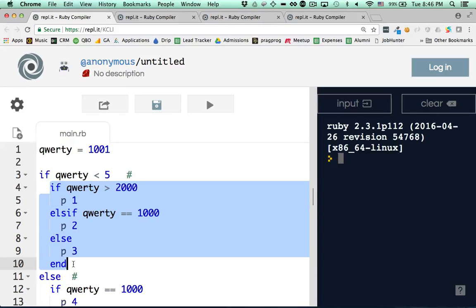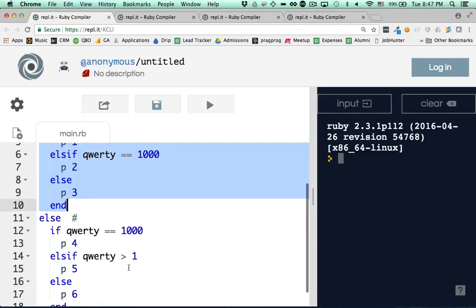Therefore, it's considered to be all contained within this if and this else. And therefore, that entire block of code gets skipped. Does that make sense? Yeah. Now on the other hand, say we had if QWERTY is greater than 5, the first conditional, then it would continue to run. Well, we'll see that in the next.